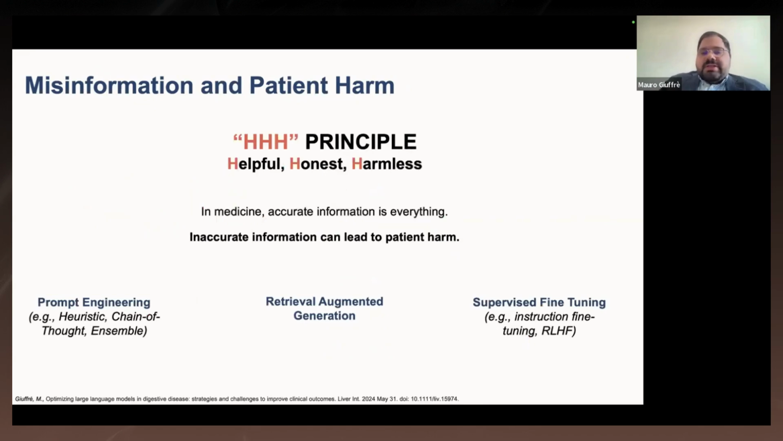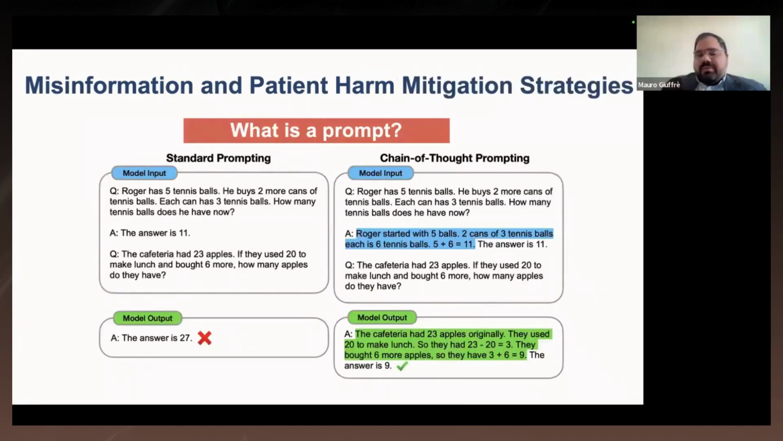This is important because LLMs, or generative artificial intelligence, should abide by the 3H principle. They should be helpful, honest, and harmless, because inaccurate information can lead to patient harm. There are three main strategies that we can use to align LLMs to this 3H principle: prompt engineering, retrieval augmented generation, and supervised fine tuning, which we'll be talking about in the next slides. So let's start with prompt engineering.